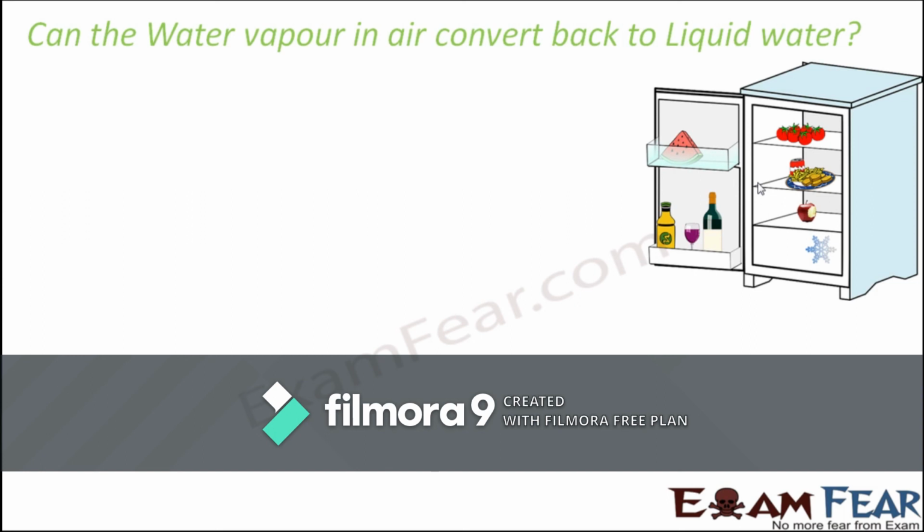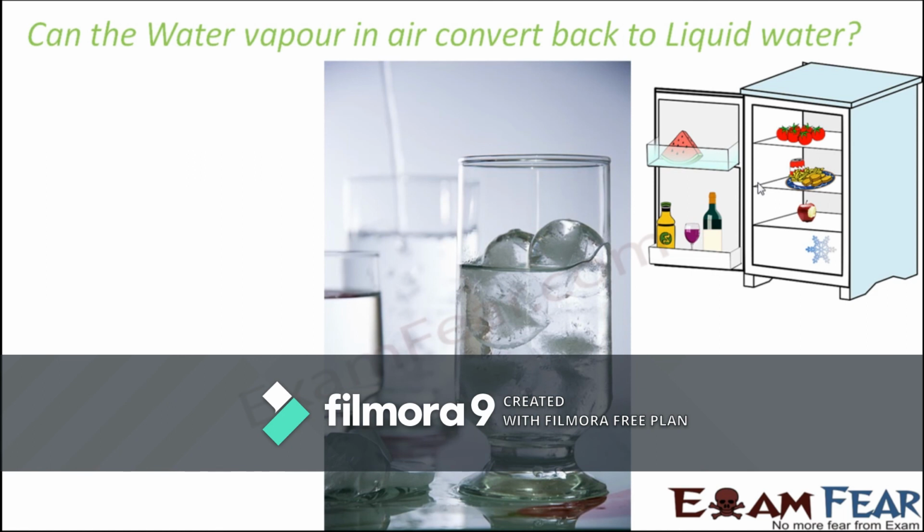Take out a chilled glass of water from the refrigerator. Remember, you have to take out a chilled glass of water and then you keep it on the table. After some time, what happens? You see droplets of water on the outer surface of the glass. So why do you see those water droplets?